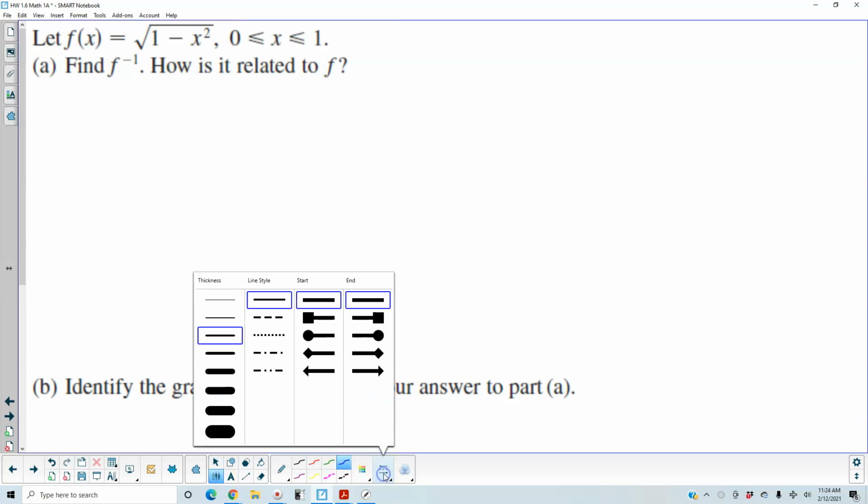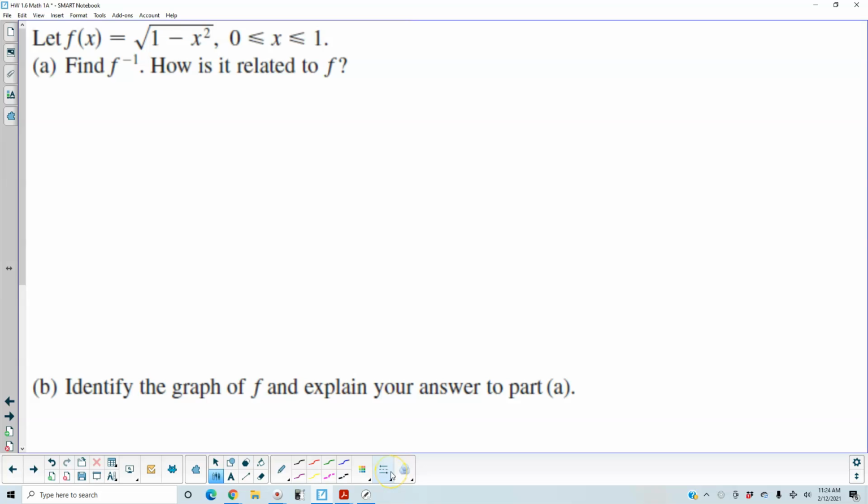Let f of x equal the square root of 1 minus x squared, where x is in between 0 and 1 inclusive. In part A, we want to find f inverse and how it is related to the function f. So if we want to find the inverse of this function, the first thing we want to do is replace f of x with y. So y is going to equal the square root of 1 minus x squared.